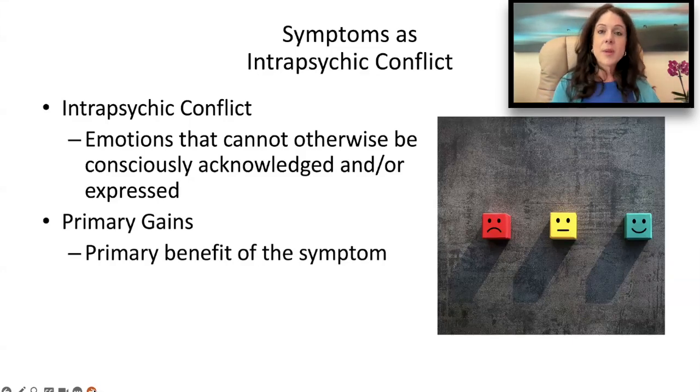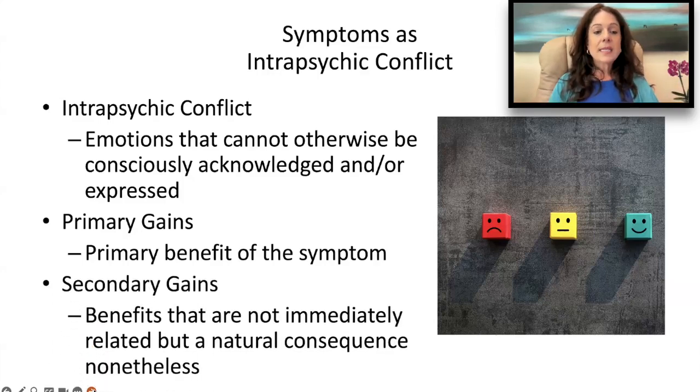They talk about primary gains, which is the primary benefit of the symptom. So let's say you're depressed, right? And so the primary gain might be that you get out of social circumstances, you get your partner to do more around the house, whatever it might be. Whereas secondary gains are benefits that may not be immediately related, but are a natural consequence nonetheless.